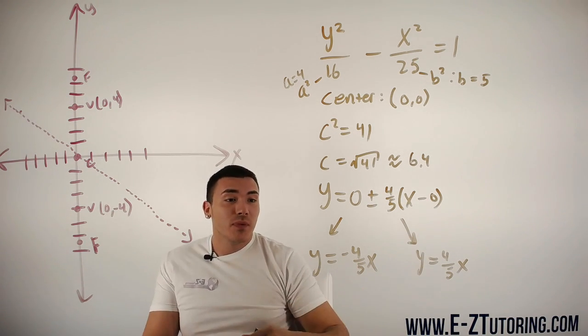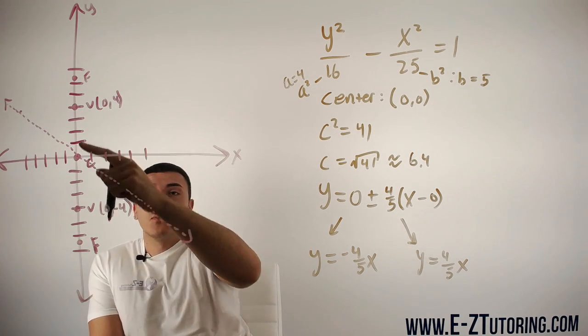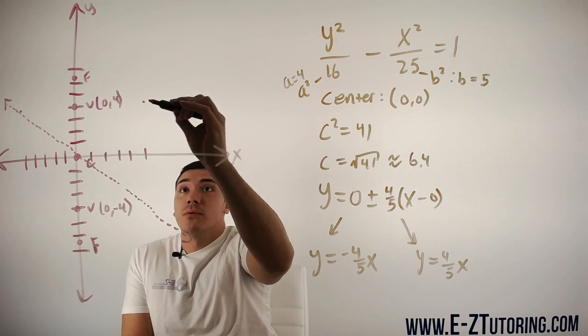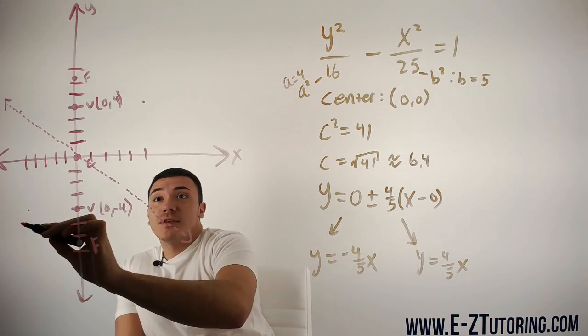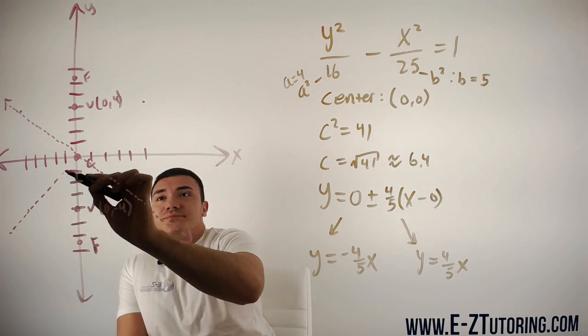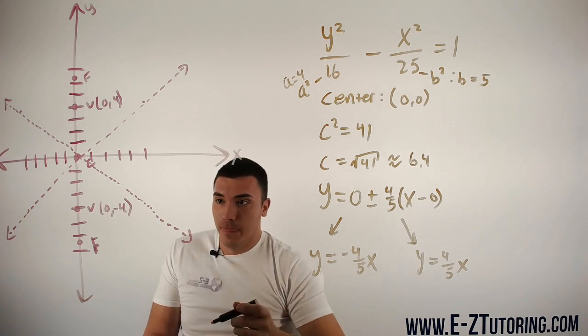Now we need to do positive 4 over 5x, which means we rise over run. We rise 4, we run 5, so we're going to go right there. And we do the same thing over here. And then we just connect the dots once again. And we've got our asymptotes.